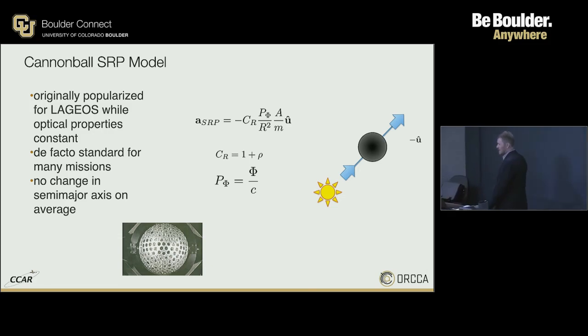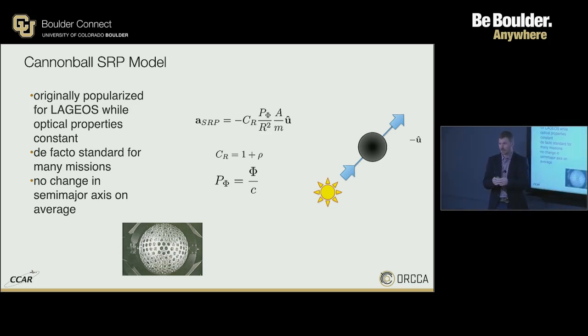So the cannonball SRP model is what almost everybody uses. Depending on your mission, that might be just fine, or it might be an awful approximation. Basically, how you get to this form of the acceleration is that you're literally modeling your spacecraft as a sphere. So all the specular reflection and sideways reflections cancel out perfectly because you're a sphere. It's like a physicist's dream.